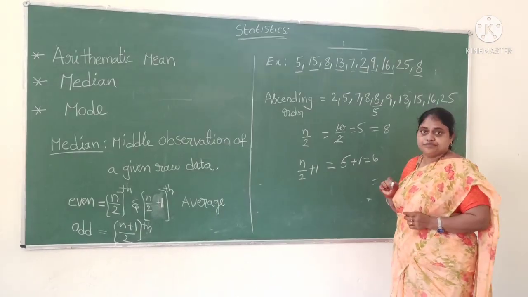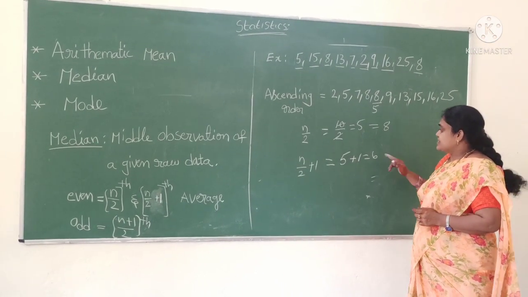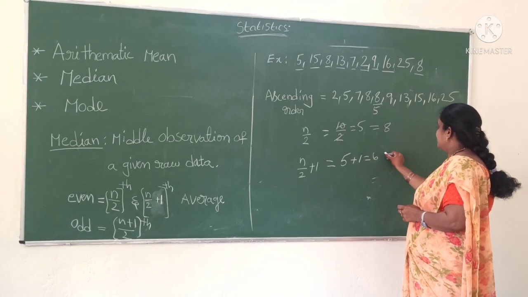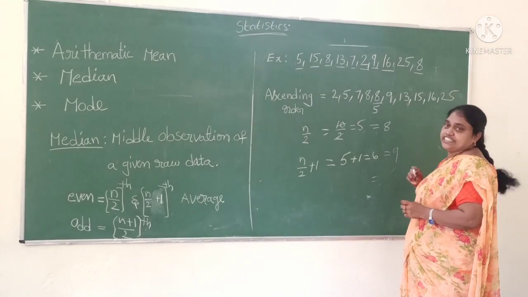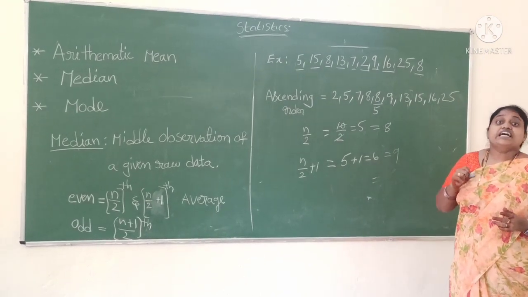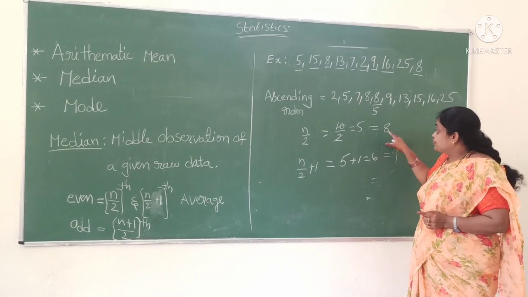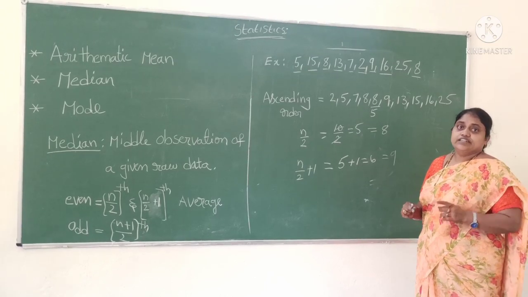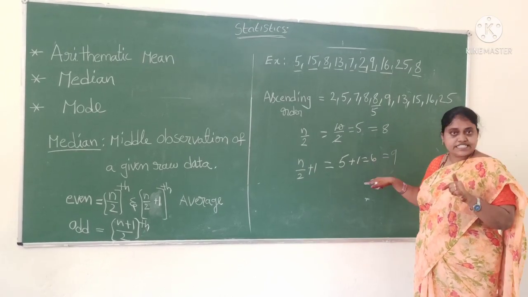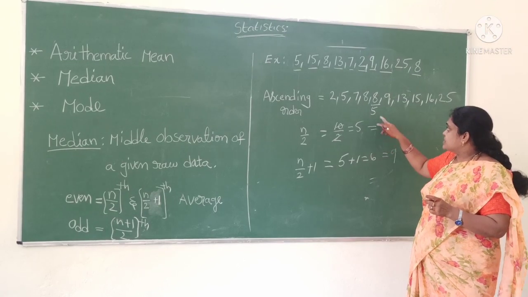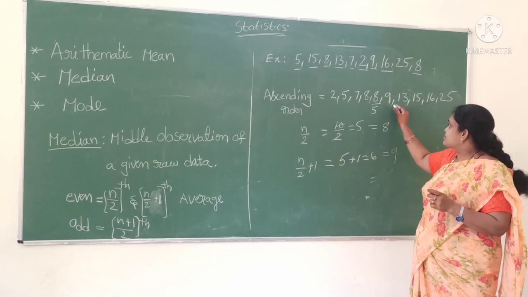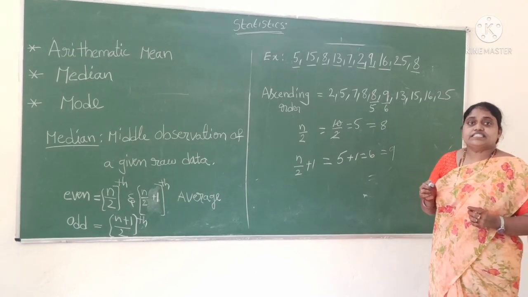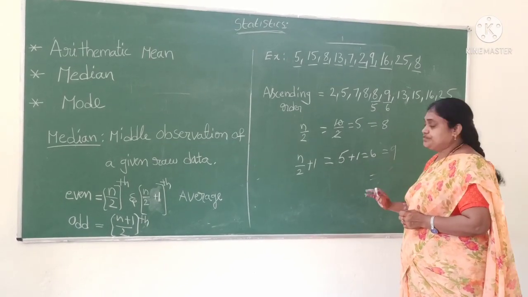Is 8. Okay. Next, sixth observation. 1, 2, 3, 4, 5, 6. So sixth observation is 9. Okay. Average of fifth observation and sixth observation. Fifth observation is 8 and the sixth observation is 9. So now we calculate the average of these two.